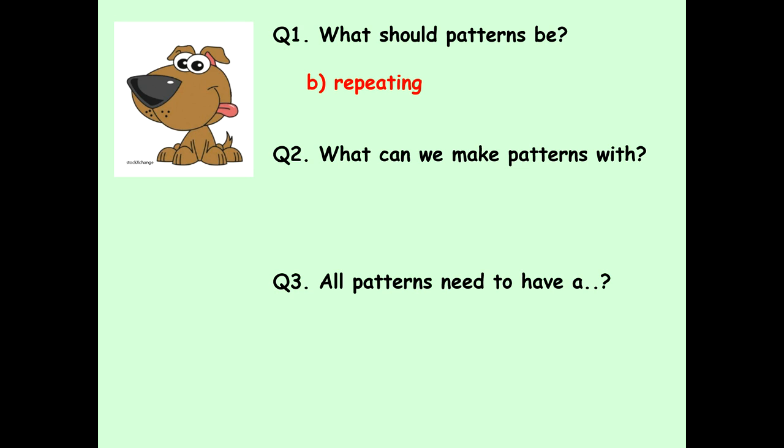So what can we make patterns with? If you remember back to the beginning, I introduced you to this in the very first video. Of course, it's A, numbers, shapes, and colours. Final question. All patterns need to have a. Can you finish that sentence for me? That's right, they need to have a rule, otherwise they cannot be repeating patterns.